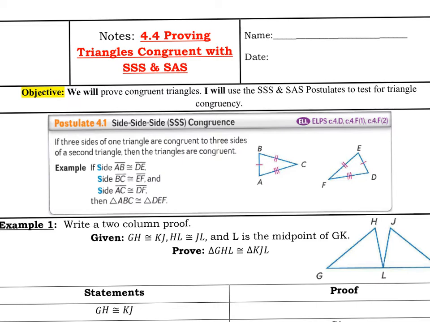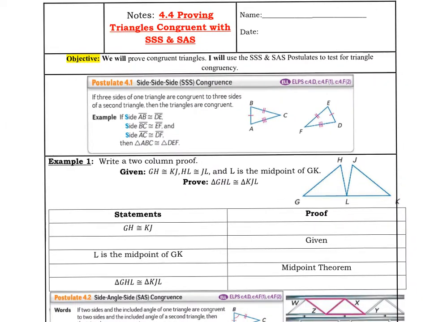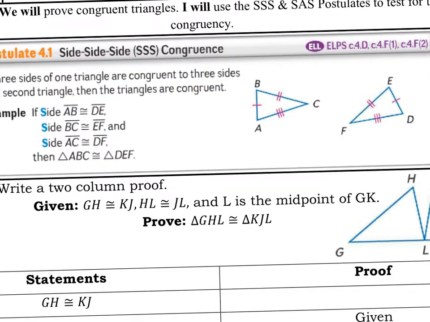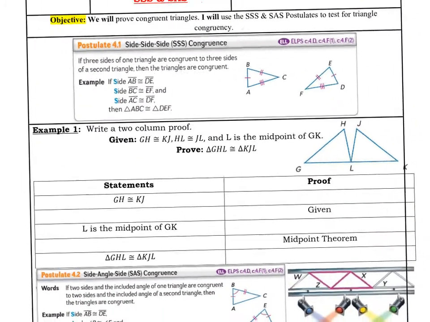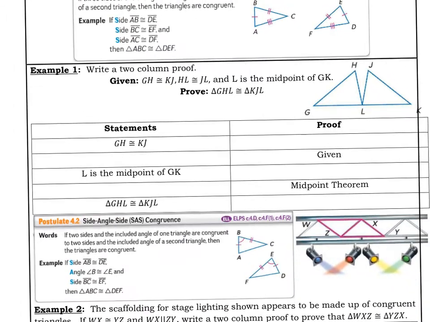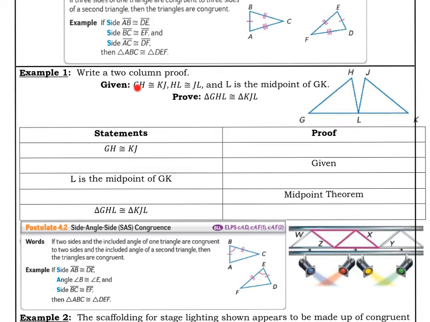So we will be doing some proofs in this video. I'll do my best to explain them as logically and smoothly as possible. But yeah, so I've already defined out the side, side, side congruence here. And so let's just jump into our first example here, and we'll try and use that side, side, side theorem on this example. So given that GH is congruent to KJ and HL is congruent to JL and L is the midpoint of GK, prove that triangle GHL is congruent to triangle KJL.